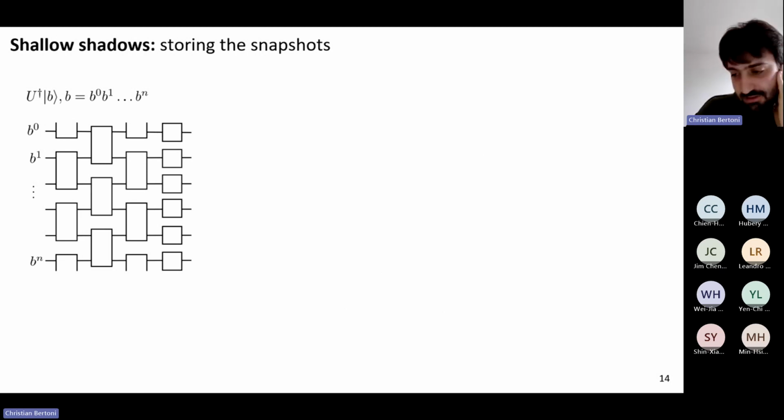Right, and so the goal was to talk about storing the snapshots. And of course, after I said this, you can guess that we store this as matrix product states. So this is U dagger B, which is essentially the snapshot. U dagger is the unitary that we sampled. B is the measurement result, and it's reversed since it's dagger. And so these bits are inputs to these legs. This circuit can be interpreted as a tensor network, and so this is the actual state that we want to store.